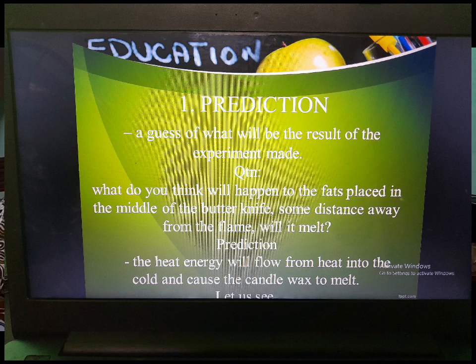Good. Some predictions here. The wax will be melted if it is heated, even though it is far apart from where the flame is, because the heat transfers from hot to cold. This is because the heat from the flame transfers from the hot point to the cold point. Okay, let's see what's going to happen.